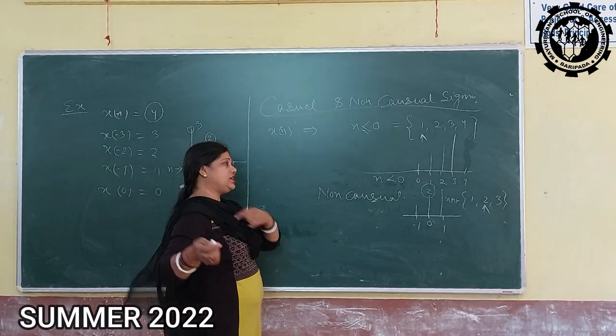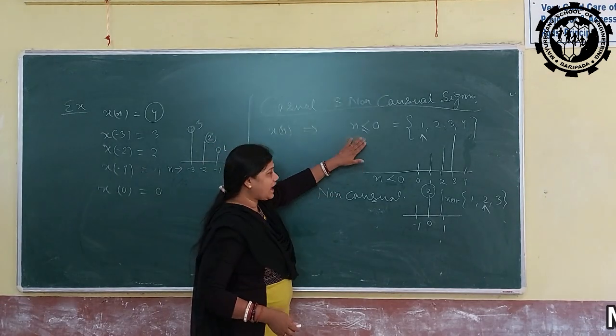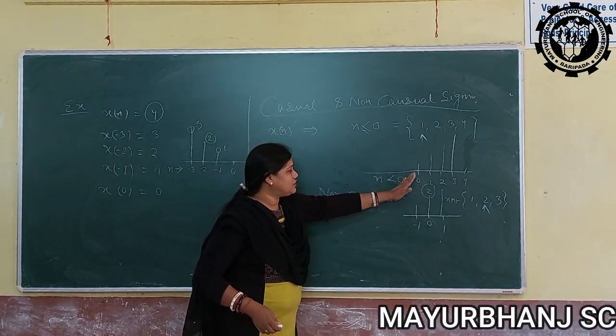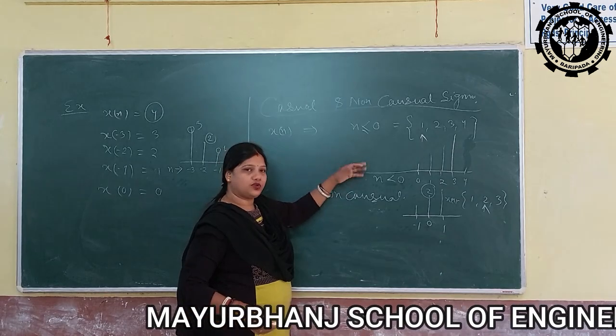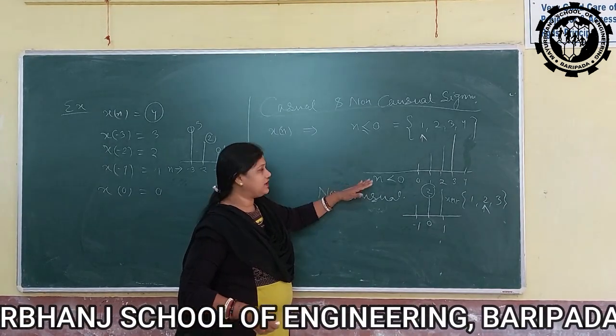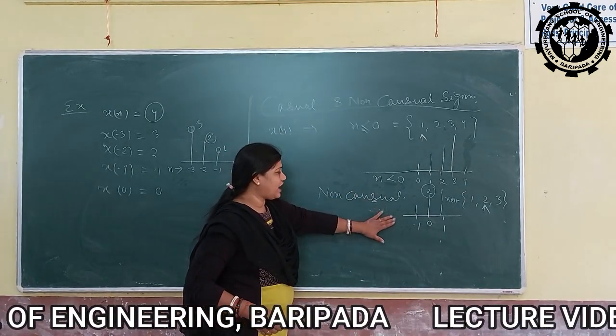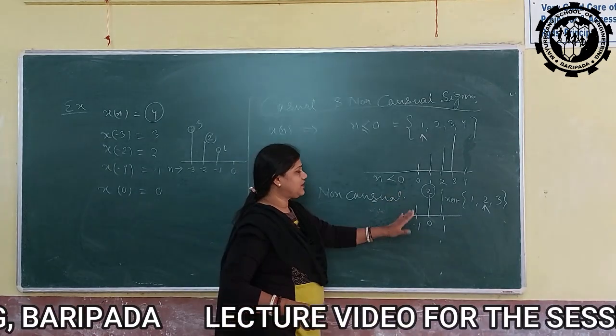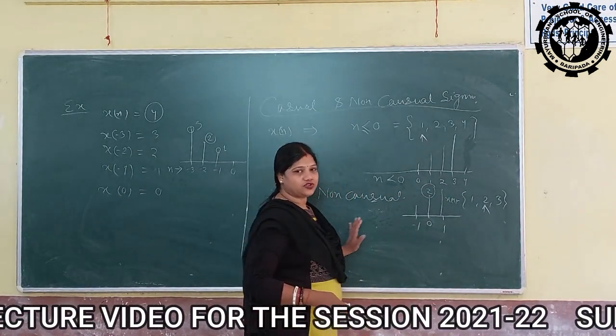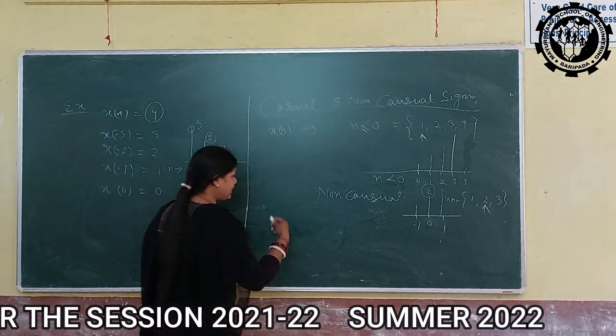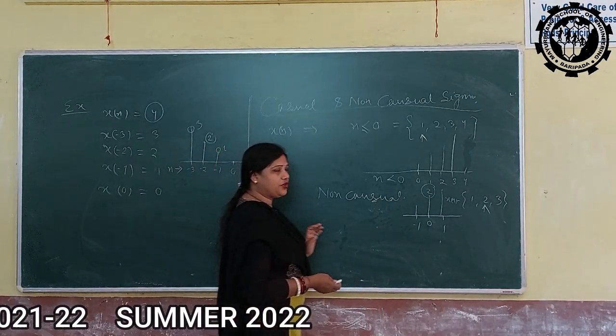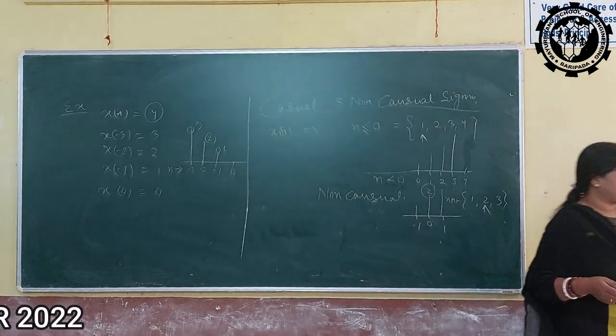So here we can compare that in a casual signal, all values in the negative portion are always 0, and we never get any value in the negative portion. But in a non-casual signal, we get values in the positive portion and also in the negative portion. The next is periodic and non-periodic signals.